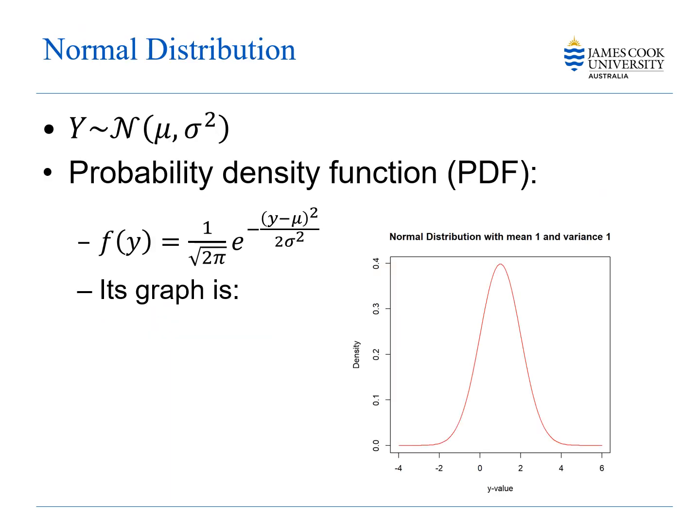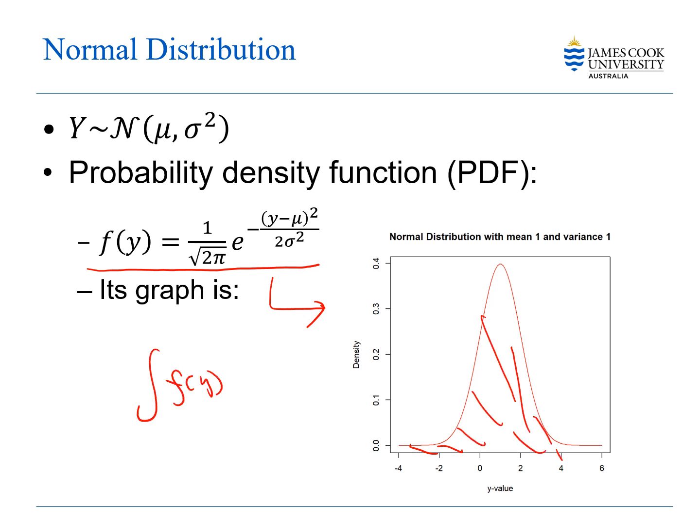A brief note on the normal distribution. If Y is normally distributed with mean mu and variance sigma squared, the probability density function is this, and its graph is this bell-shaped curve. The area under this PDF, integrated over the whole range R where Y can take values, is equal to 1. This is by definition. That's why we call it a probability density function.